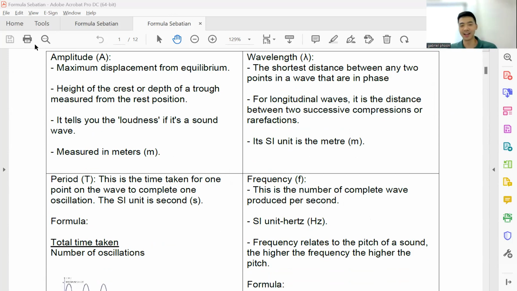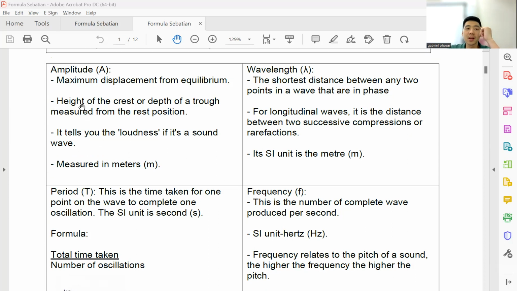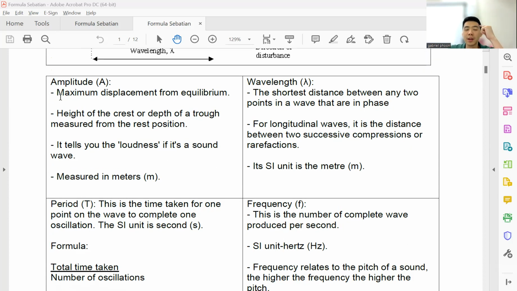Okay, guys. Anyways, next thing I want to talk about, which is the important part here, pay attention now. This here is basically explaining what each and every one of the parts represent. Starting off with the amplitude, by definition, as I've mentioned just now also, it is the maximum displacement from the equilibrium position. Meaning it could either be the height of the crest, or the depth of the trough measured from the rest position, which is the equilibrium position. It tells you the loudness if it is a sound wave.